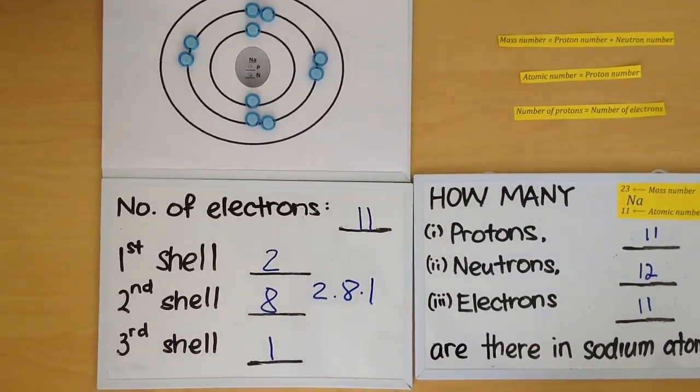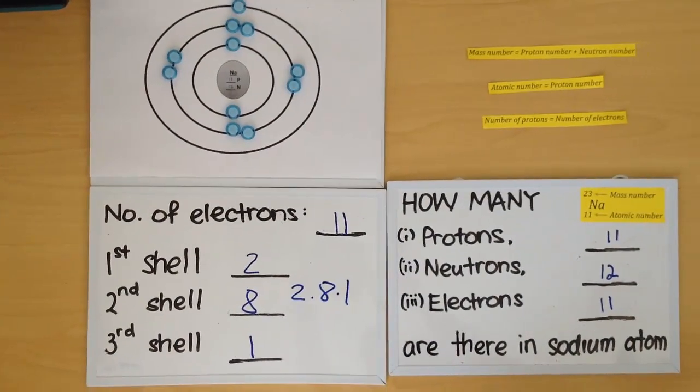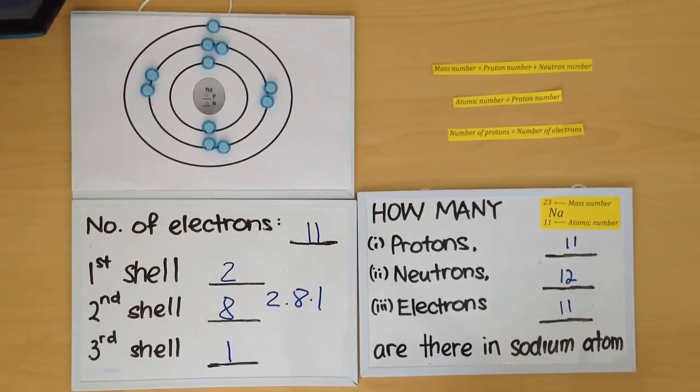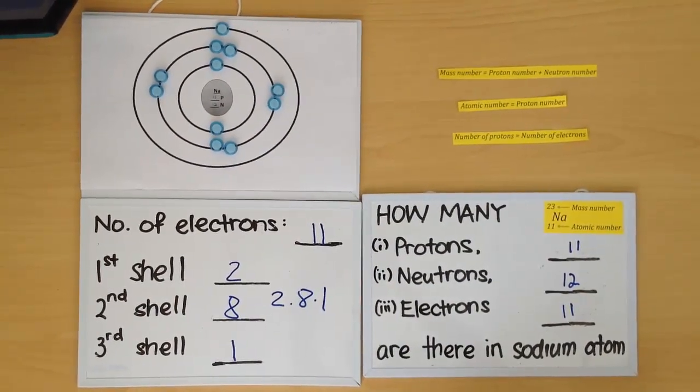Hence, in this session, we have learned to determine the electronic configuration of an atom based on the number of electrons orbiting around its nucleus.